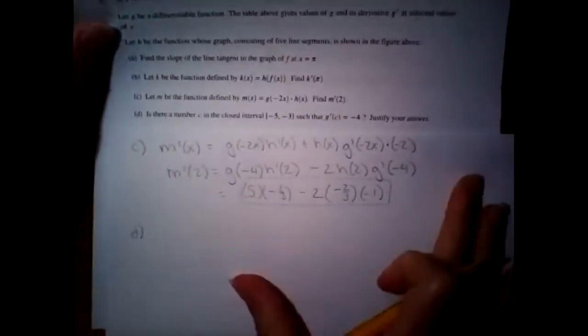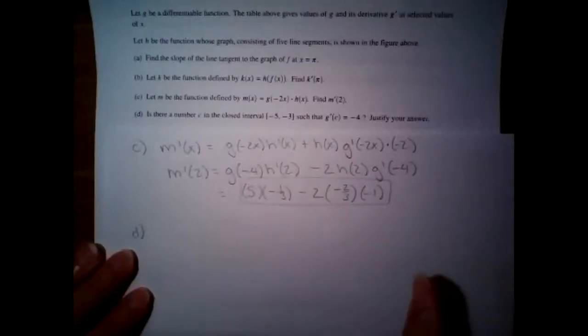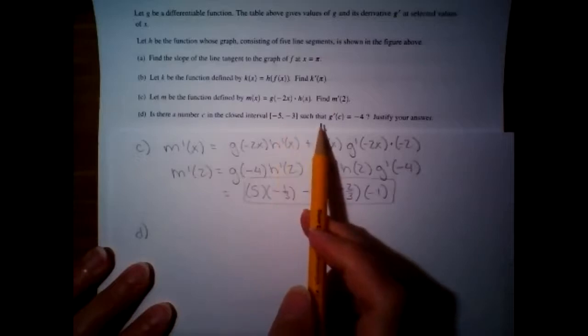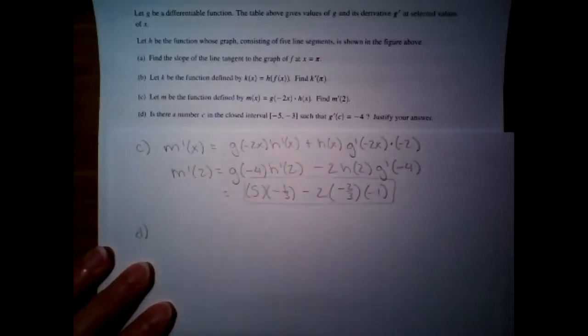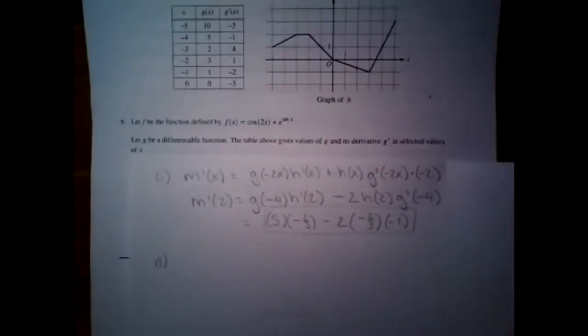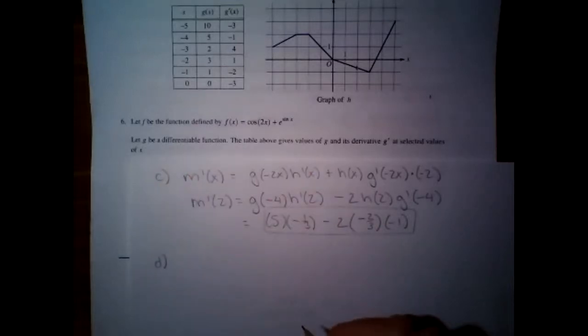All right, was there a part D for this? Oh, no. Oh, another one, more fun. All right, letter D. Is there a number C? Oh, this sounds like one of our theorems here. Is there a number C on the closed interval such that the derivative equals negative 4? Justify your answer. All right, did they tell us that this function is continuous and differentiable? Did they tell us G? Yeah, G is differentiable. All right, so we're gonna have to bring that up.